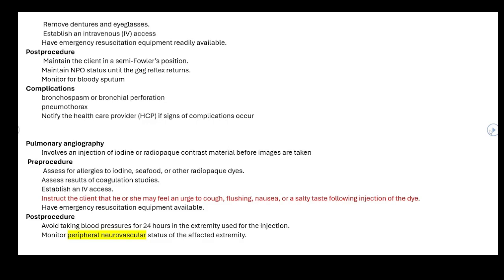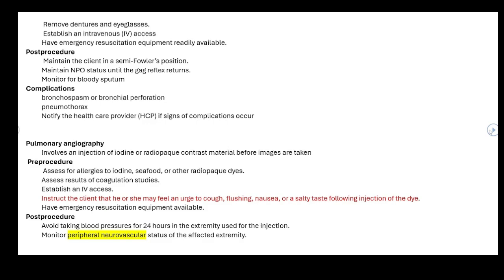Now, after they come back, that's what we call the post procedure. In this case, you want to maintain the client in a high Fowler's position for the lungs to be able to expand. And then you also want to maintain them NPO until the gag reflex returns. If the gag reflex is not back, you cannot give them anything to eat. The reason is that if you give it, it might go the wrong way because we don't have any reflexes to defend. That mechanism has been taken off.